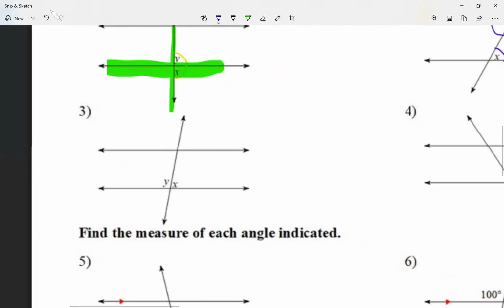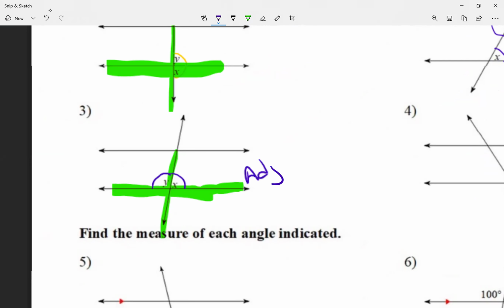Looking at question number three, I see there's an X formed in these two angles. There's angle Y and there's angle X. They're next to each other, so I'm going to call this adjacent.